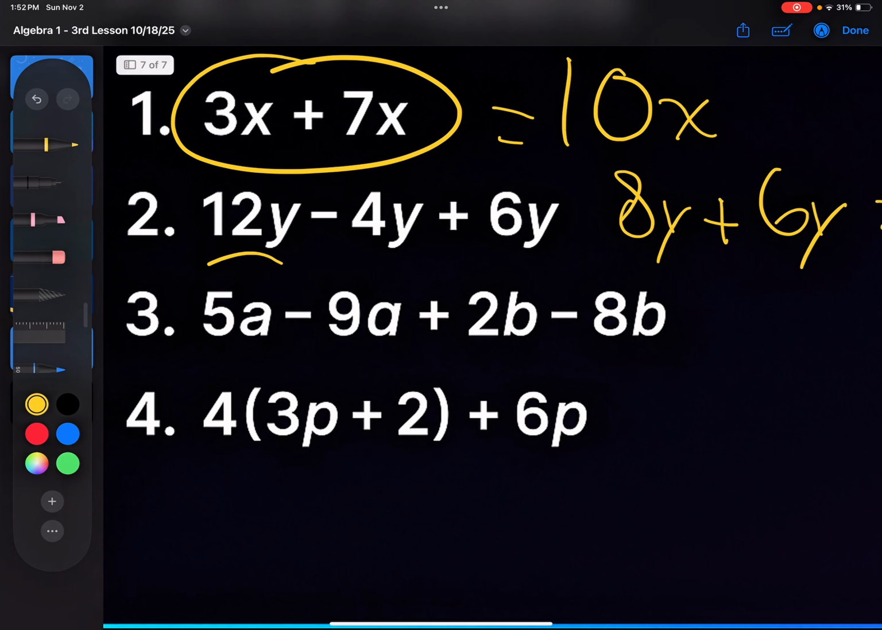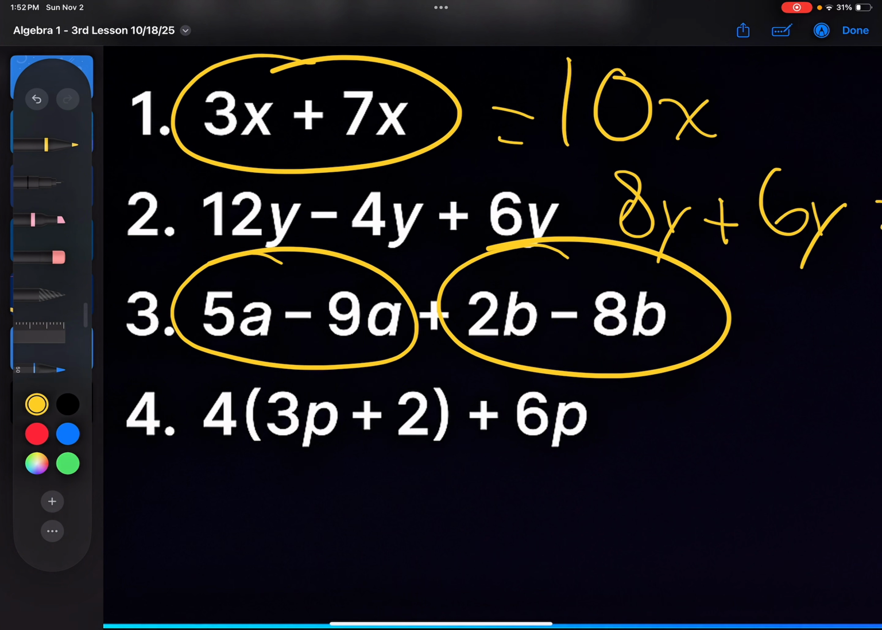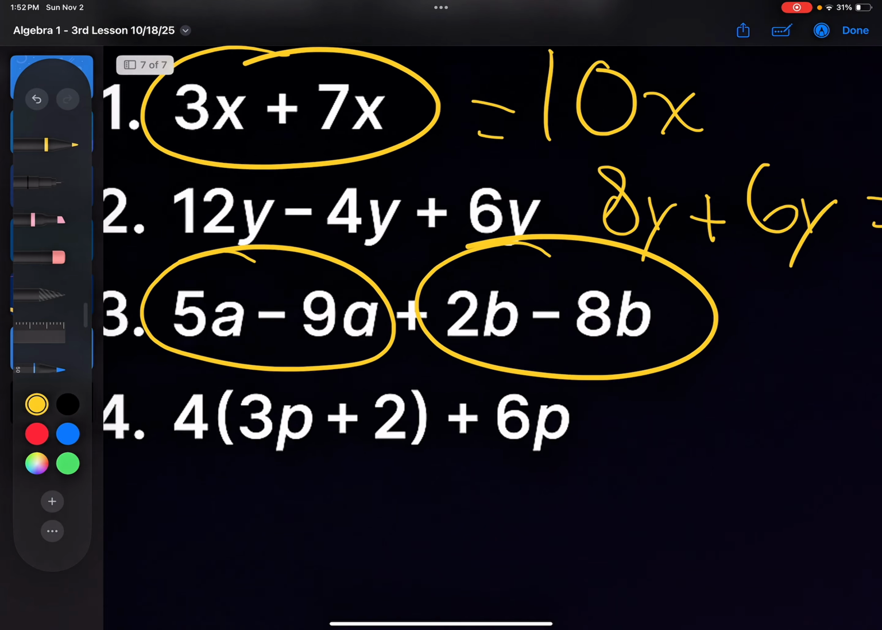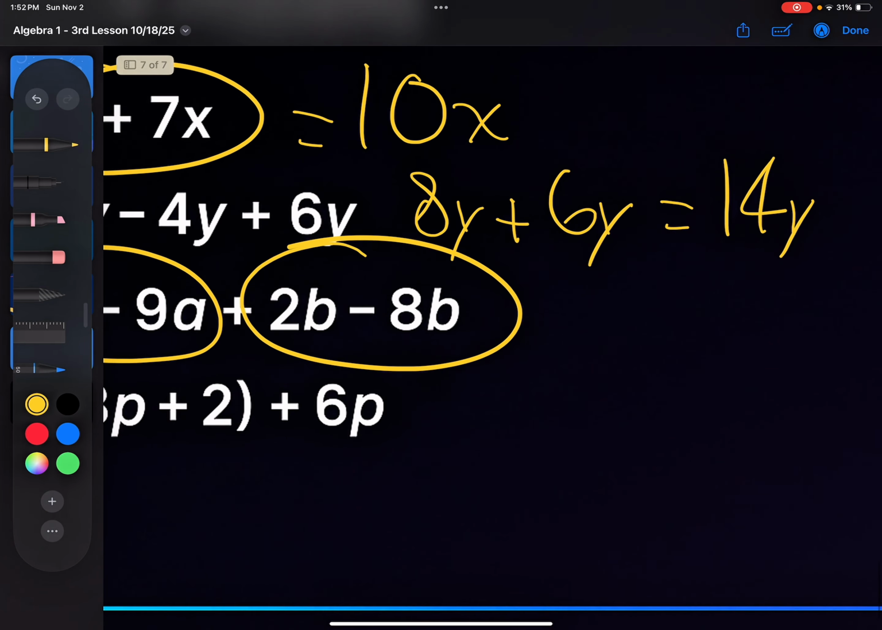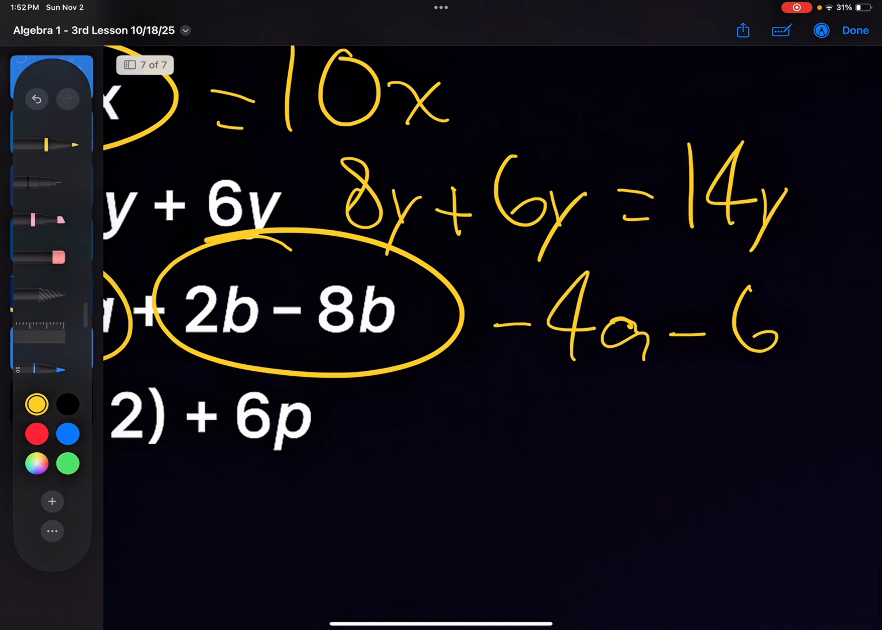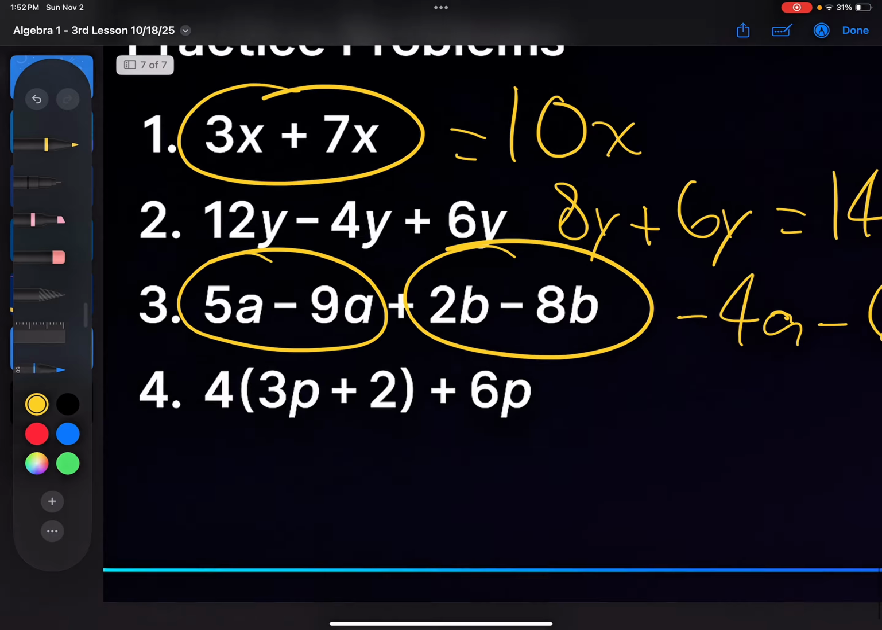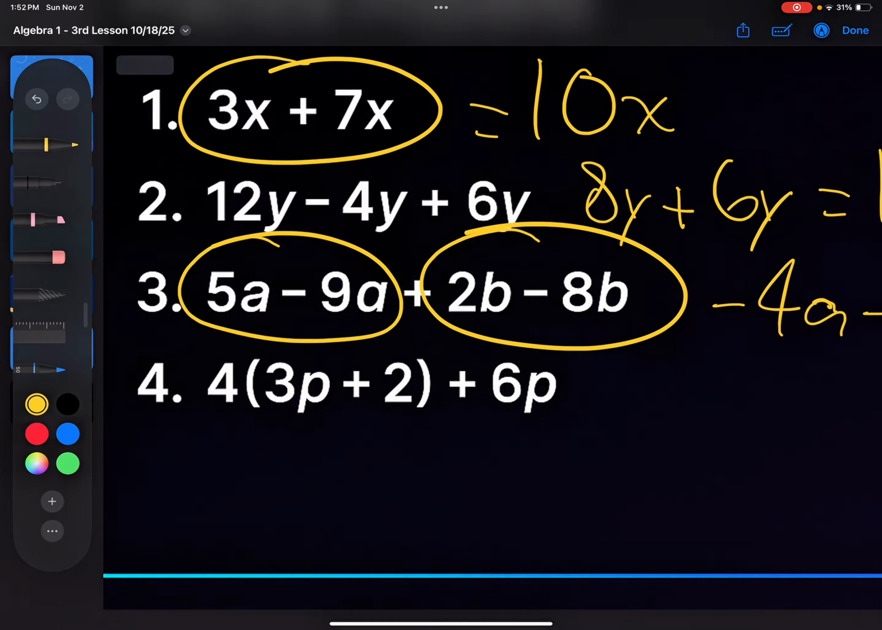Then we have 5a minus 9a, and then 2b minus 8b. Here we have two different groups of like terms. 5a minus 9a would just be negative 4a. And then 2b minus 8b would be negative 6b.